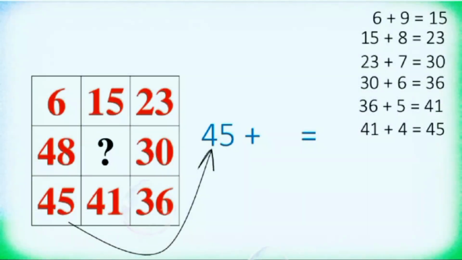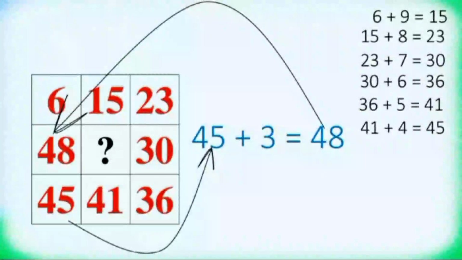Now the turn of 45. So I am taking 45 and adding 3 to the 45. By adding 3 to the 45 we got the number 48. Here we can see that 48 is our next number.